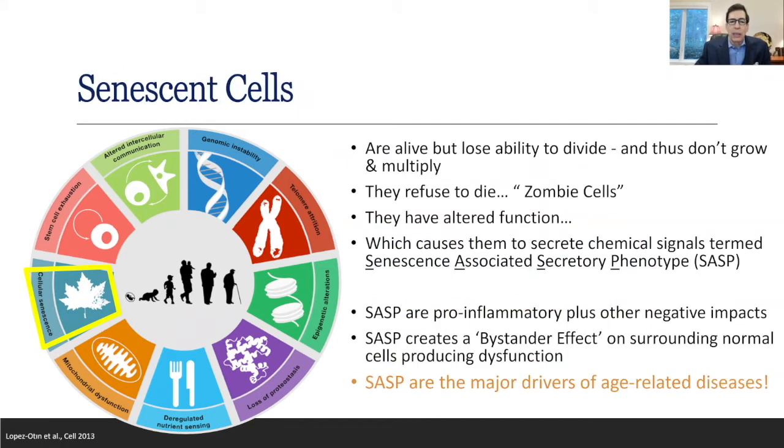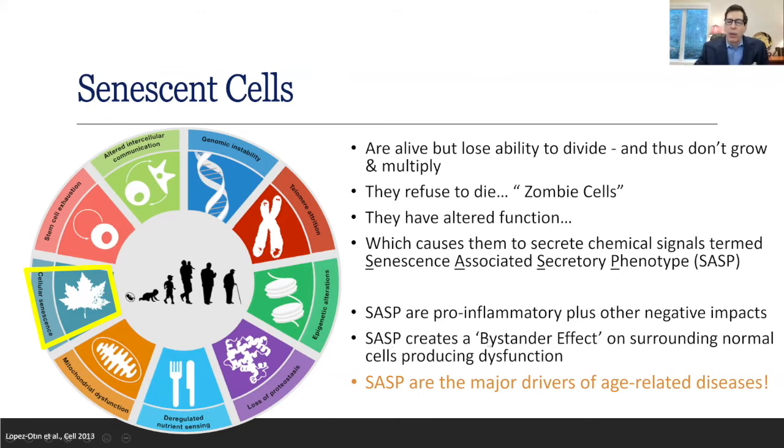So what do senescent cells do? Well, they're alive, but they lose their ability to grow, multiply, and divide. However, they refuse to die. They are these so-called zombie cells. They have altered function, which causes them to secrete these chemical secretory signals termed senescence-associated secretory phenotype, or SASP. SASP are very critical. They are pro-inflammatory, and they have a variety of other potentially or very negative impacts.